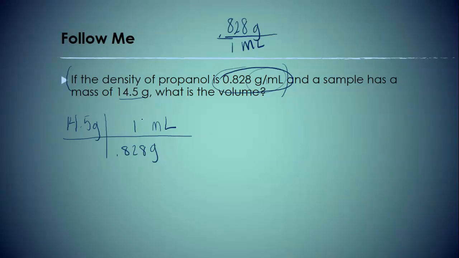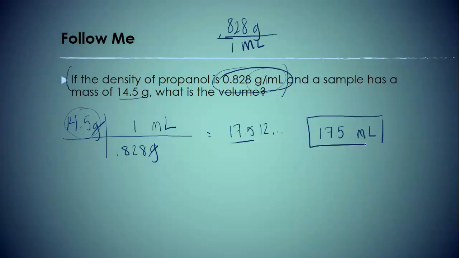I've got 14.5 divided by 0.828, and I will end up with 17.512 dot dot dot, and so on and so forth. So how do I do this? Well, the grams has canceled. I'm left with milliliters. What about sig figs? This portion of it right here still has an infinite number of sig figs. This right here has 3. So I get to keep the first 3 digits. So it'll be 17.5 milliliters as my answer.